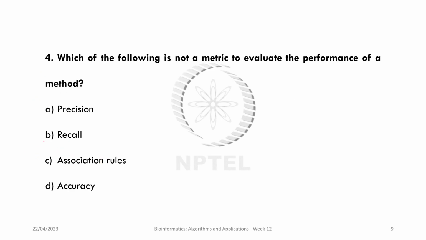Question 4. Which of the following is not a metric to evaluate the performance of a method? Is it A, precision, B, recall, C, association rules, and D, accuracy?